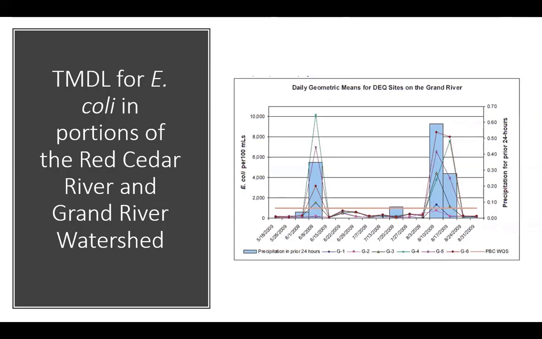And here's a plot from there looking at E. coli levels. It's measured as colony forming units per 100 milliliters, and it is a function of time. And these are various different locations along the river. The G stands for the Grand River, so there are locations along the Grand River.